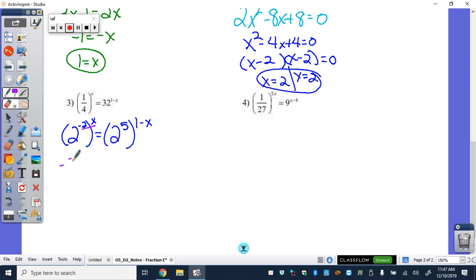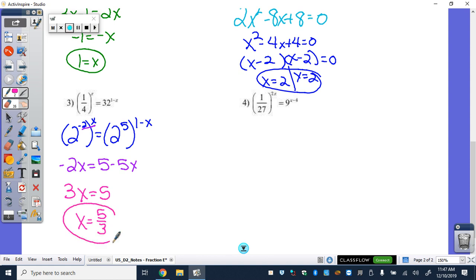So again, I'm going to multiply my exponents and set them equal to each other. So negative 2x equals 5 minus 5x. I'm going to add my 5x over, divide by 3, and we end up with 5/3. Always the fraction. Try to avoid the decimal.